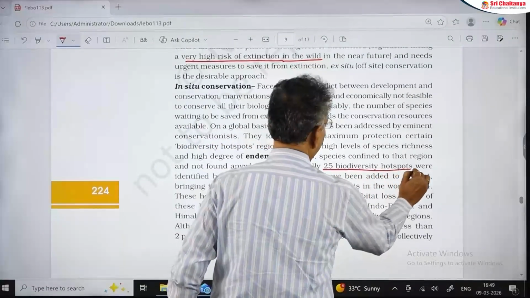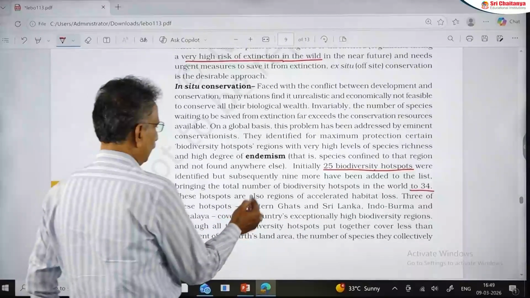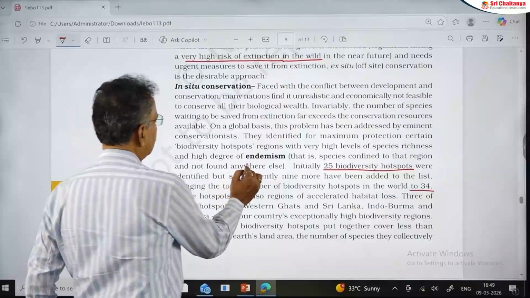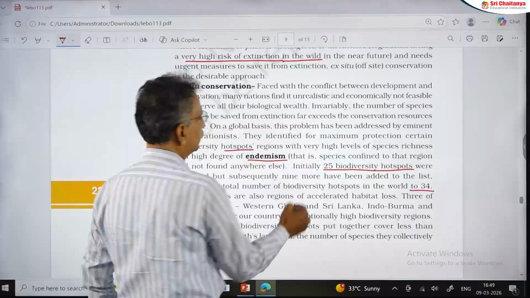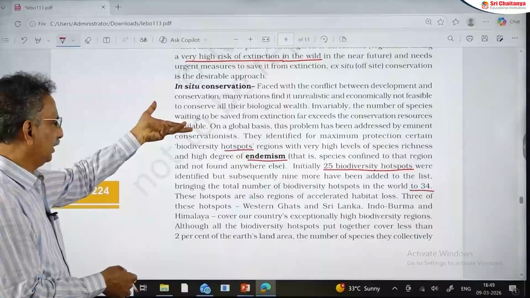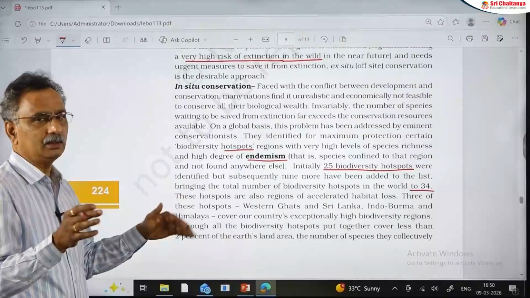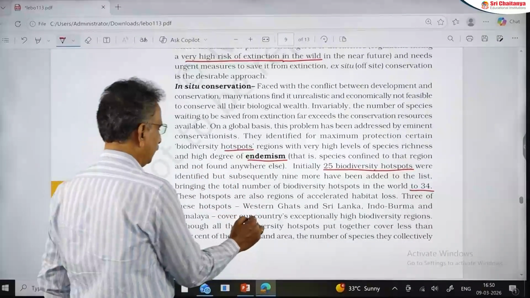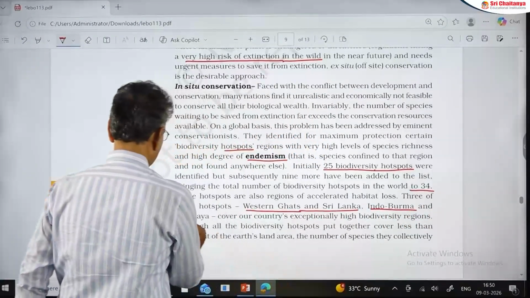Biodiversity hotspots: initially 25, and at present the number is up to 34. As far as India is concerned, which areas should be called biodiversity hotspots? The hotspot is an area where more endemism, and at the same time more extinction, is occurring. Endemism is high. Endemism means local species. More endemism, at the same time under threat of extinction, they should be protected. If we are able to protect that region, automatically a lot of species can be protected. There are three hotspots in relation to India: one is Western Ghats and Sri Lanka, another is Indo-Burma, and another is Himalaya.